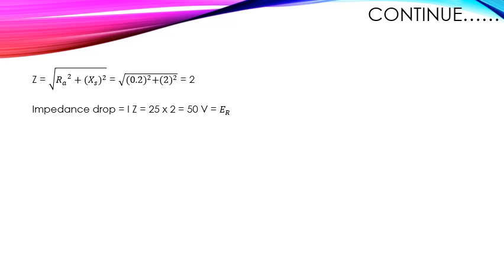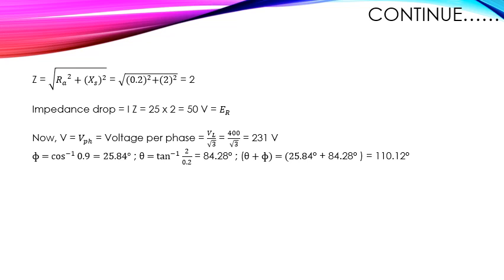Put the values, get the impedance, then the impedance drop, then voltage per phase, then phi by taking the cos inverse of 0.9, so phi is 25.84 degrees. Then theta is equal to the tan inverse of the ratio of XS by RA, that is 84.28 degrees. Then the angle will be theta plus phi, that is 25.84 degrees plus 84.28 degrees, and that is 110.12 degrees.